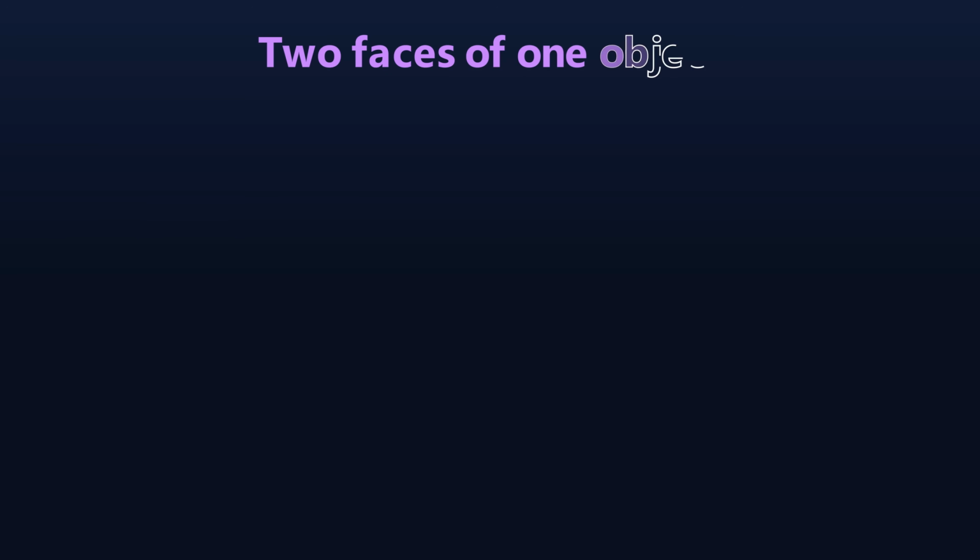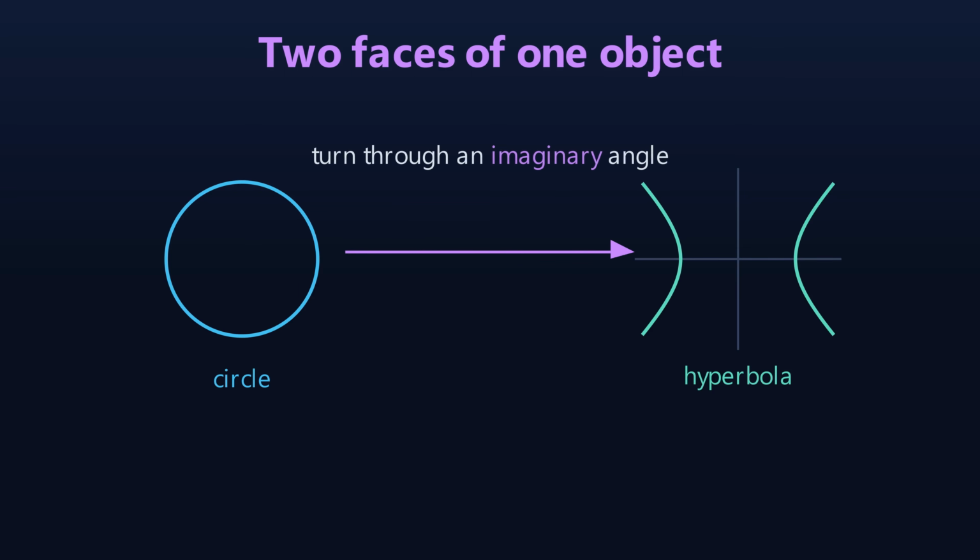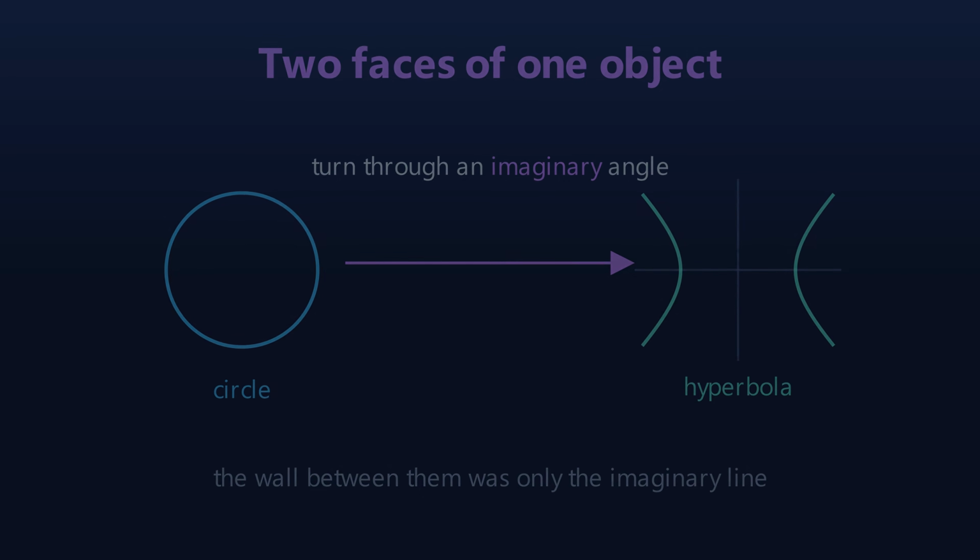And these aren't distant cousins. They're the very same family. Euler's formula quietly tells us that if you turn through an imaginary angle, the circular functions become the hyperbolic ones. The circle and the hyperbola, sine and hyperbolic sine, are two faces of one deeper object. The wall between them was only ever the imaginary line. So where do they actually show up?